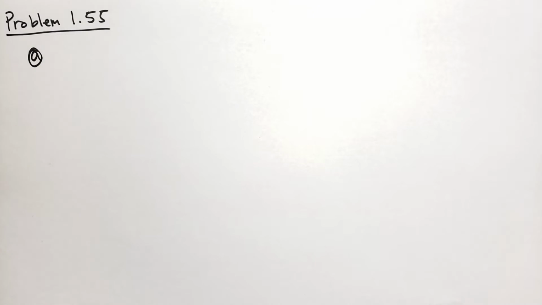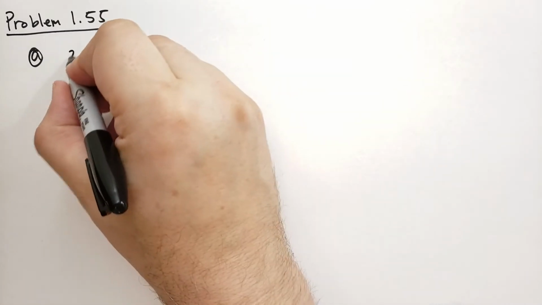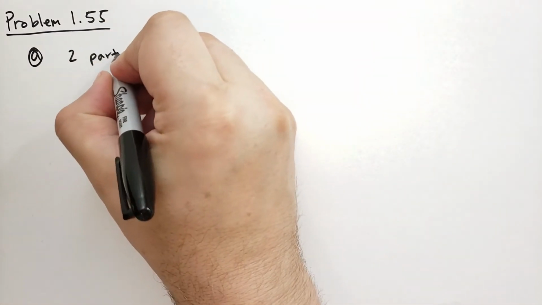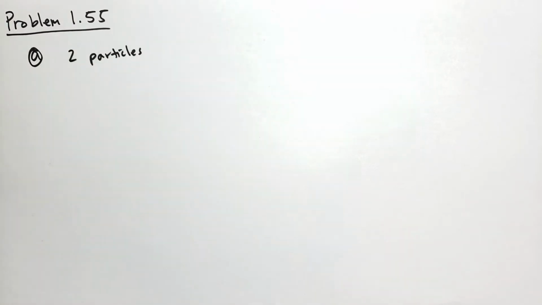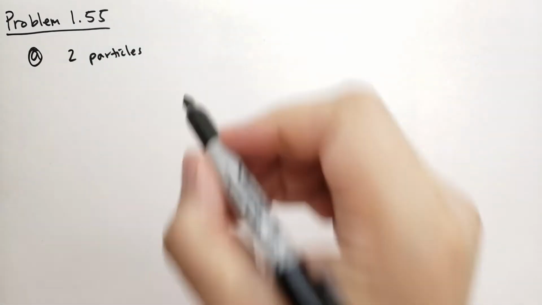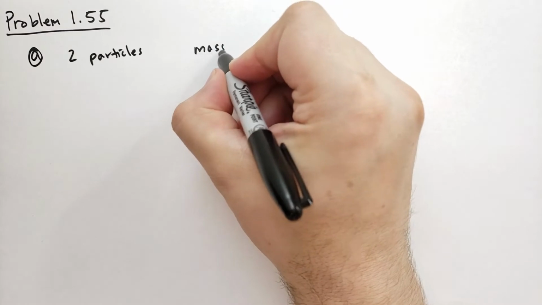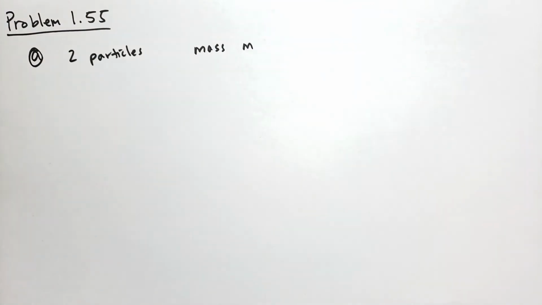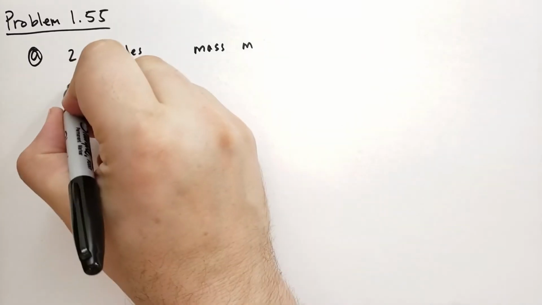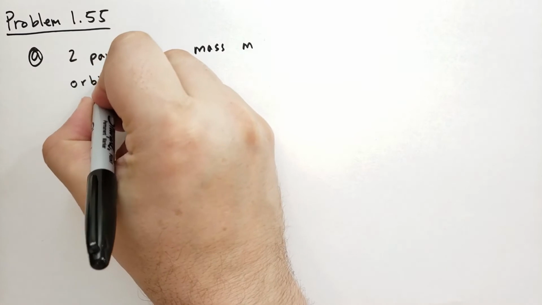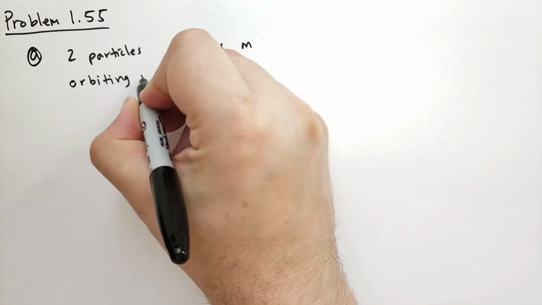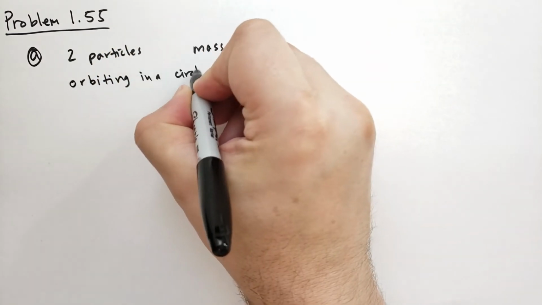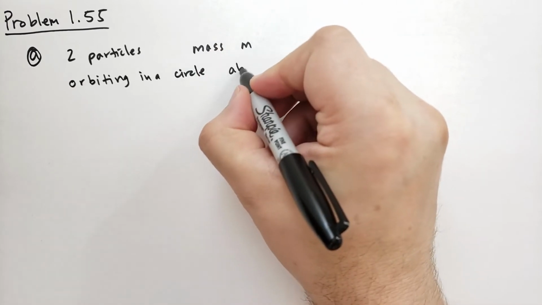Problem A, consider a system of just two particles. So there's two particles. They each have identical masses. So we're going to say they have mass m. Okay? And then they are orbiting in a circle about their center of mass.